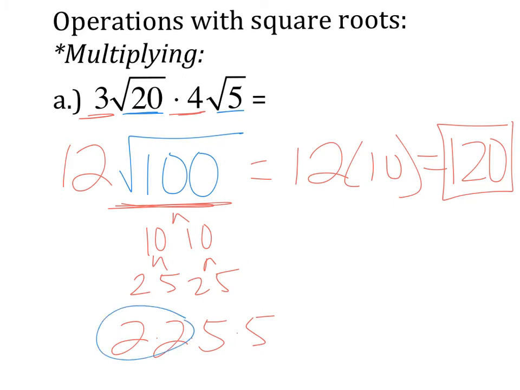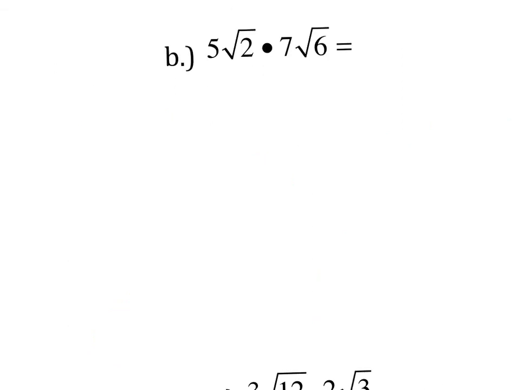And because you have a pair of 2's and a pair of 5's and nothing left over, that is going to give you your 10. So if you know your perfect squares, that can save you some time. We take a look at part B.